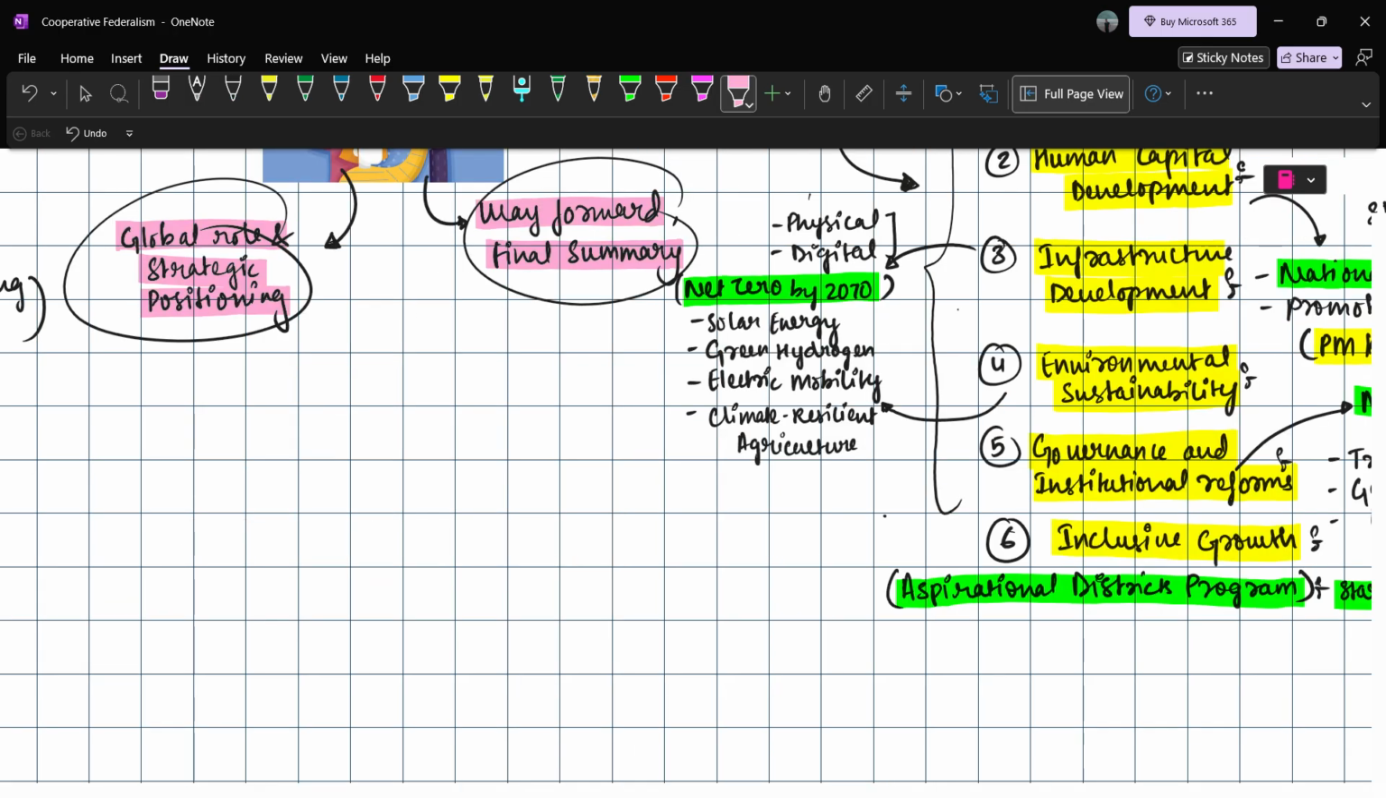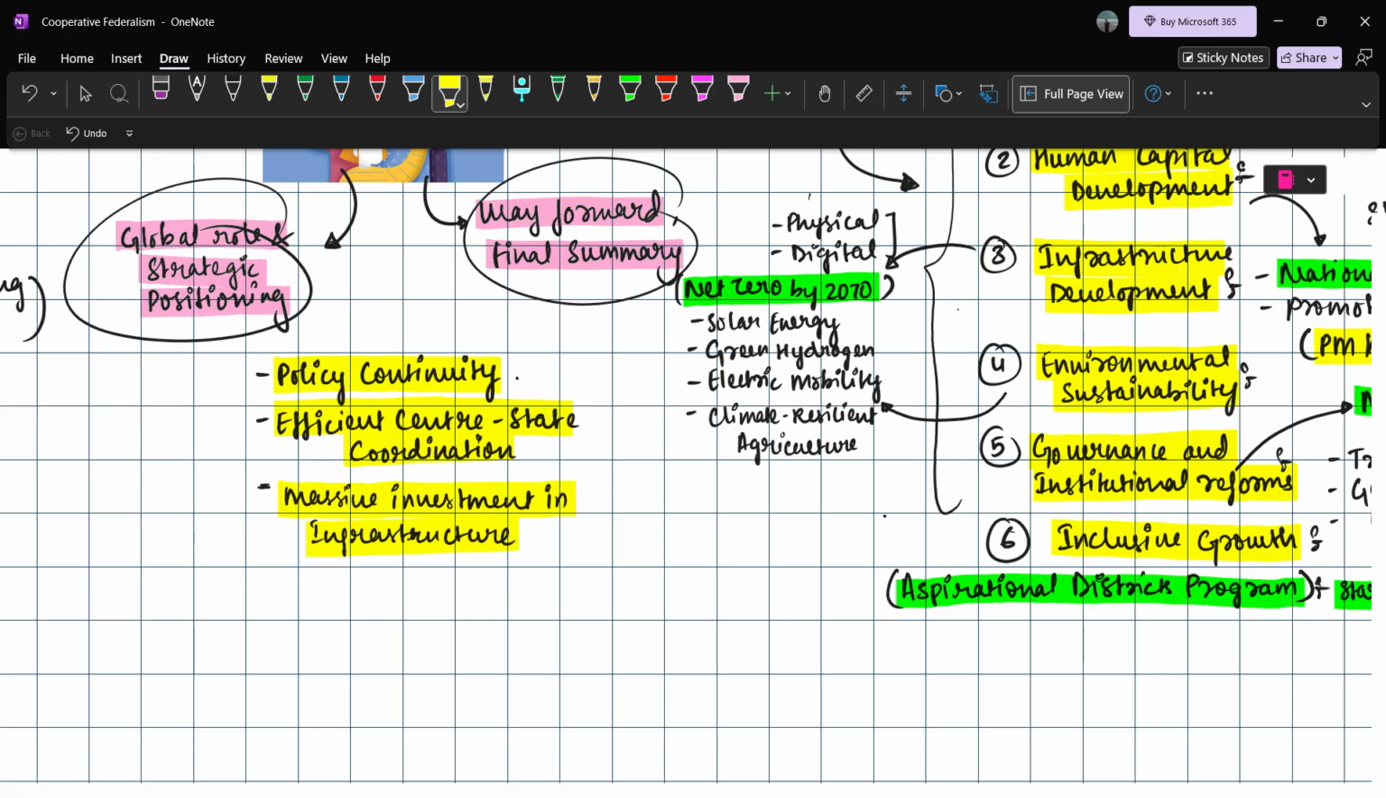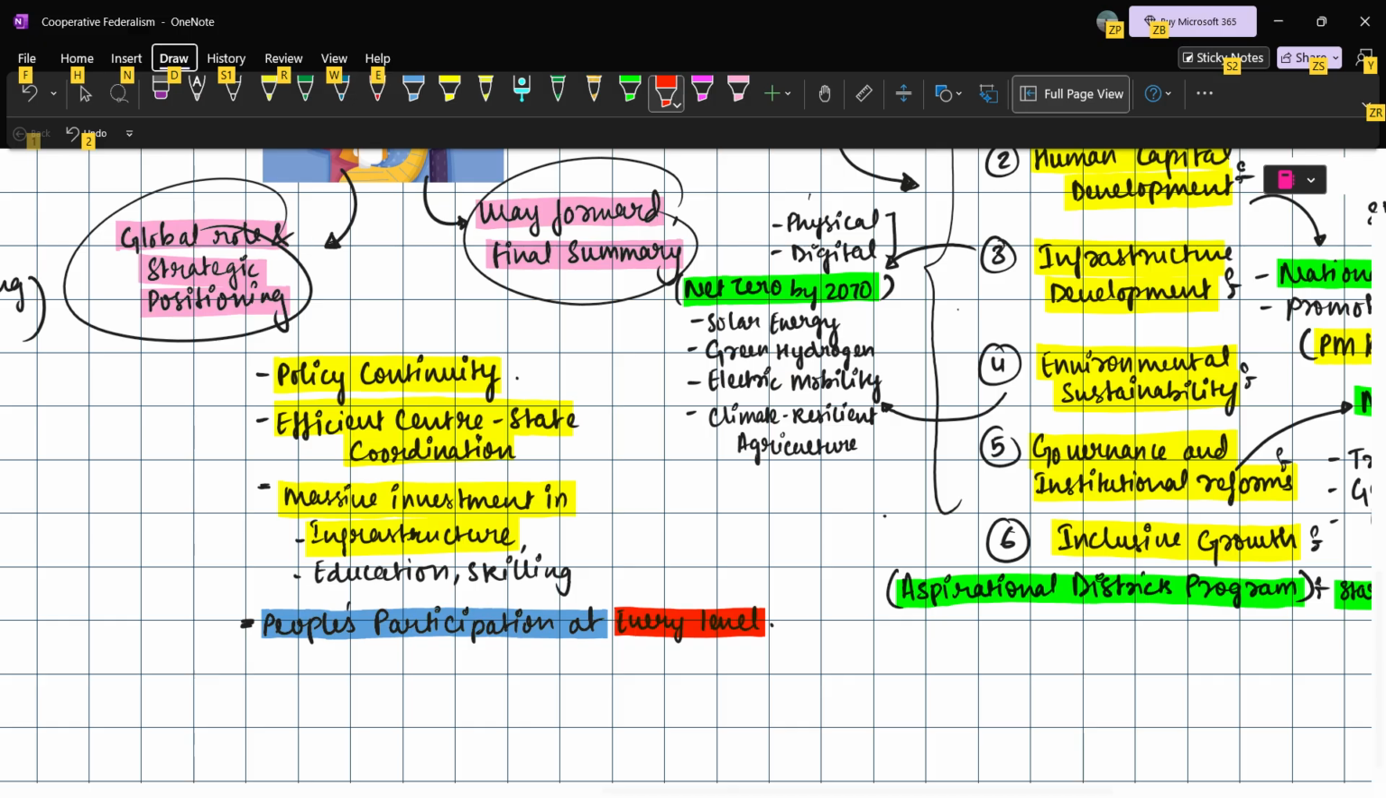Now let's understand the way forward and the entire summary. To realize the vision of Viksit Bharat, India needs policy continuity, efficient state center coordination, massive investment in infrastructure, education and skilling, and people's participation at every level.